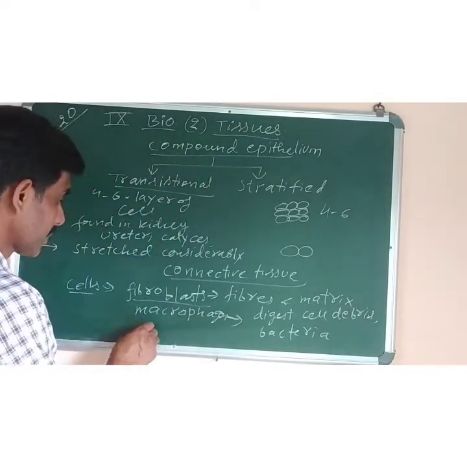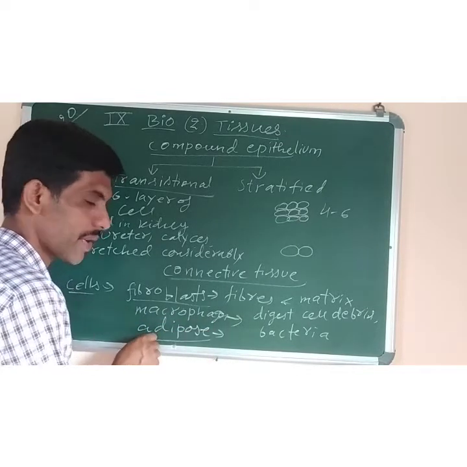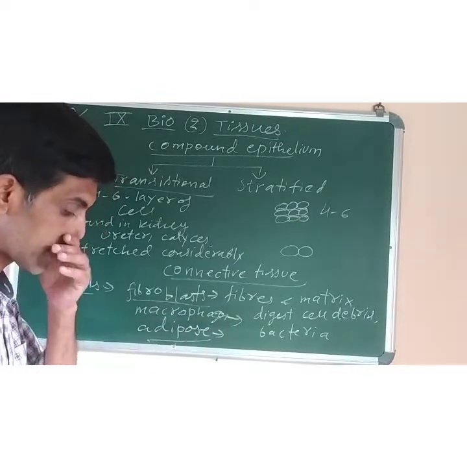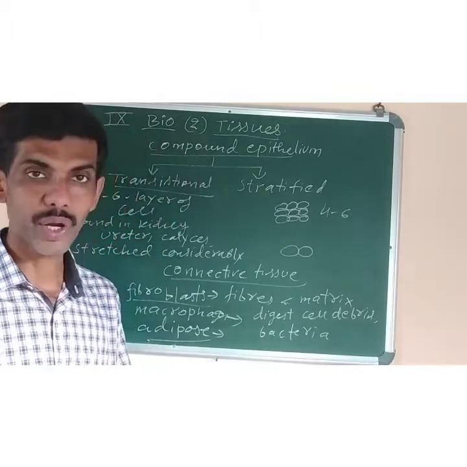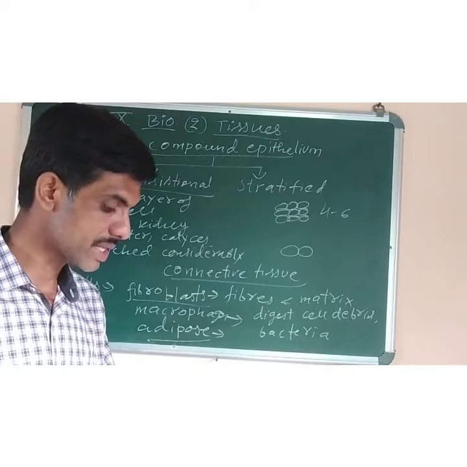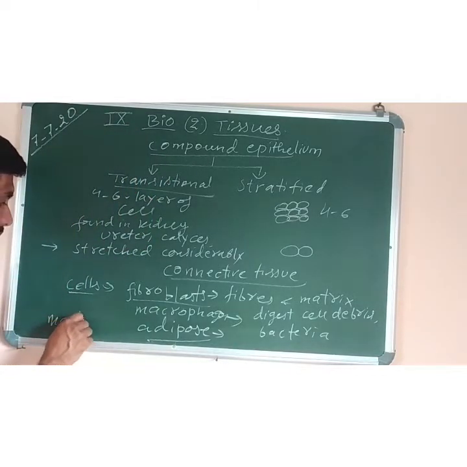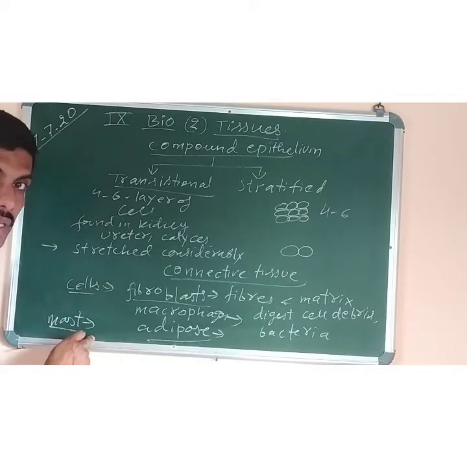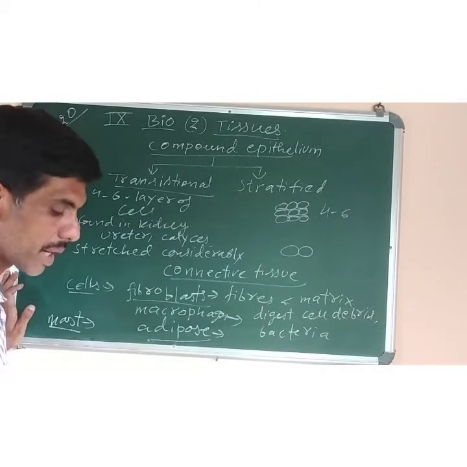Adipose cells. Adipose means fat, so they store fats. Then the fourth one is plasma cells. Plasma cells will produce or synthesize antibodies, and the mast cells, M-A-S-T, mast cells, they produce histamine. Histamine is a type of protein. Then it produces heparin, which is an anticoagulant present in the blood that prevents clotting of blood inside the blood vessels.